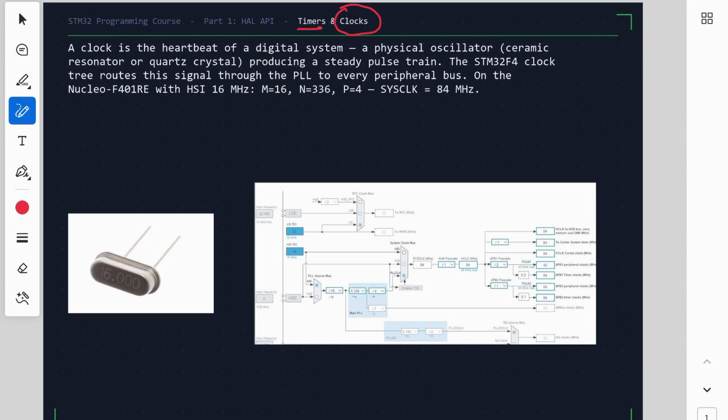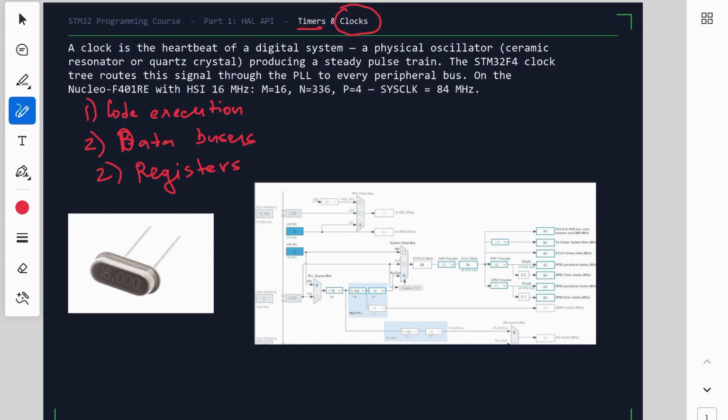So first of all, you have code execution. You have data buses, moving data from one place to another. Also, configuring registers, like configuring peripherals. Okay, everything is synchronized with the help of the clock.